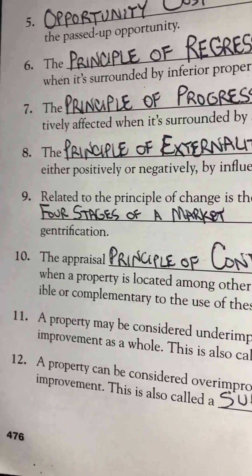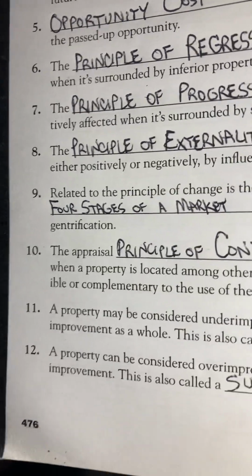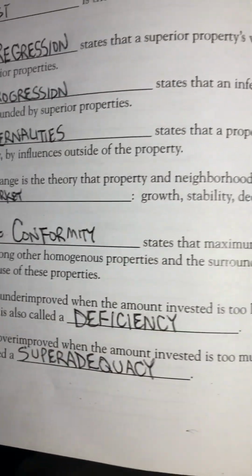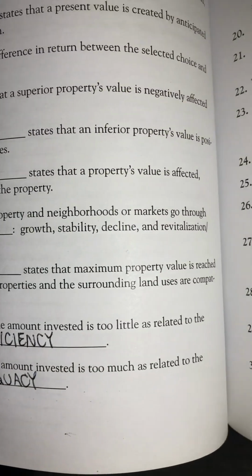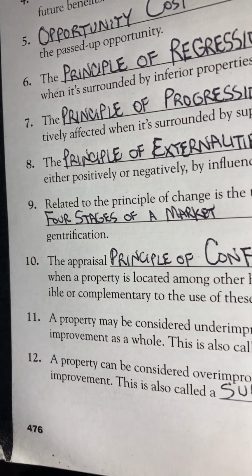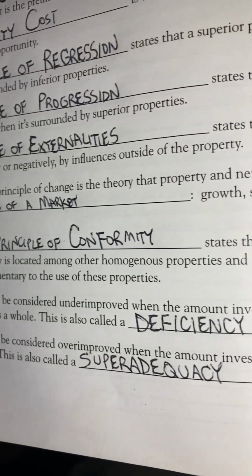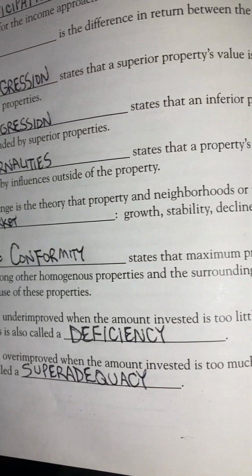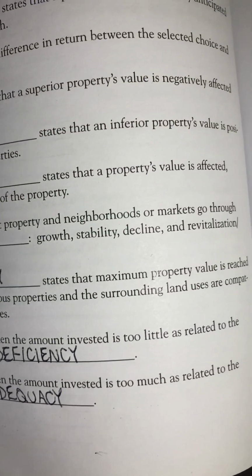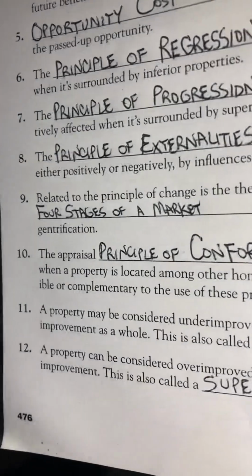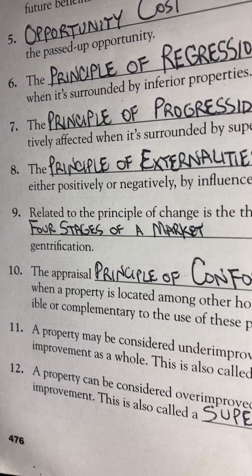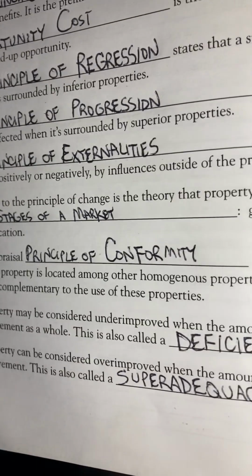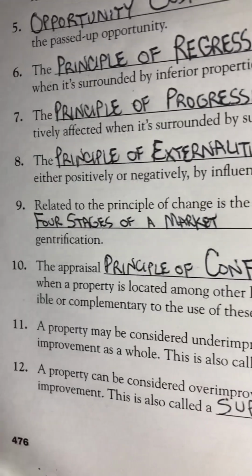Number 10. The appraisal principle of conformity states that maximum property value is reached when a property is located among other homogeneous properties and the surrounding land uses are compatible or complementary to the use of these properties.